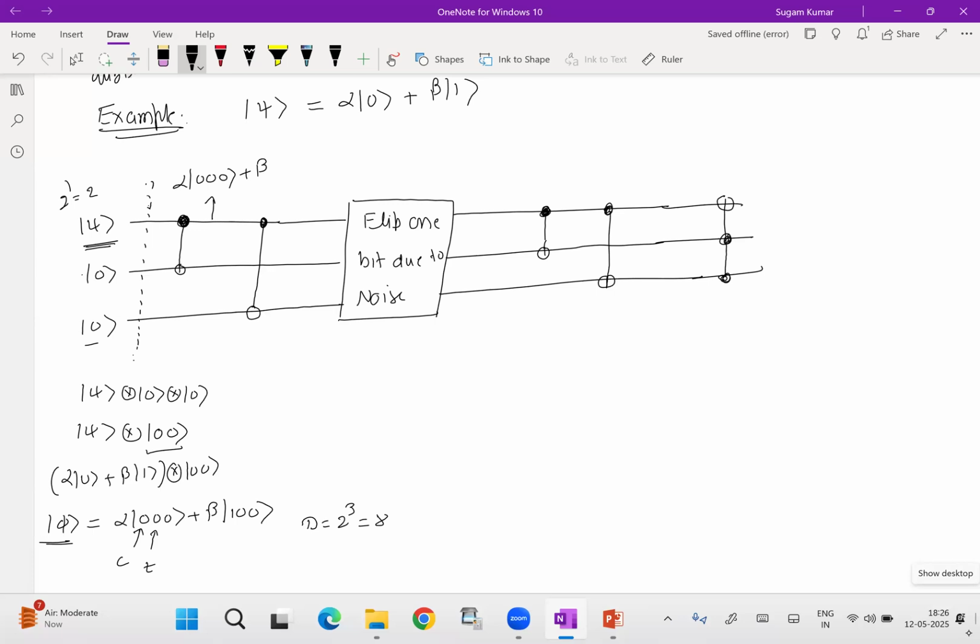plus beta. Now tell me what happens here. Anybody? 1, 1, 1? No. You're applying the C0 gate only between the first 2 qubits, correct? It means that this one is going to act like a target bit. I'm not applying it here, no, correct? It will be 1, 1, 0. Perfect. Okay.